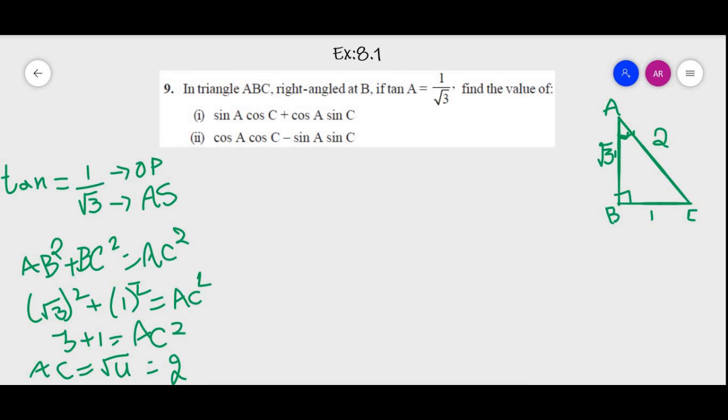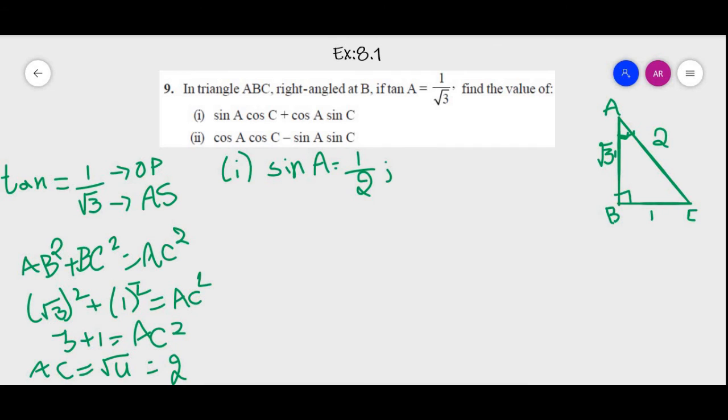Now let's do the first bit, where we have to find sine A and cos C, and then we have to also find cos A and sine C. So what is the code for sine A? It is SOH, which means that sine A is equal to the opposite side by hypotenuse. So for A, what is the opposite side? It's BC. So sine A will be equal to the opposite side, 1. And what is the other thing? It is hypotenuse. Denominator is hypotenuse. So it's going to become 1 by 2.